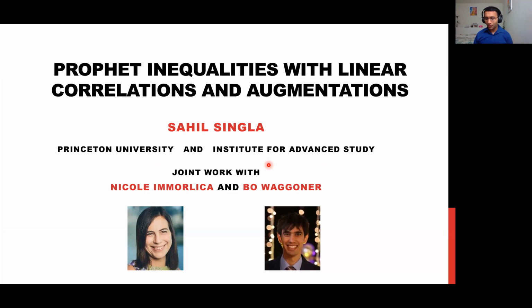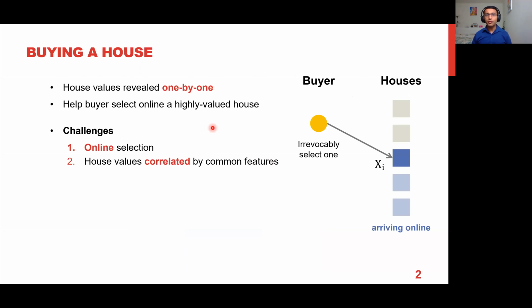So let's start out with a motivating example. Suppose you want to buy a house. You are a buyer in the housing market, and these house values are being revealed to you one by one. Maybe for some reason you discarded the first two houses, and now the third house, its value xi, is being revealed to you.